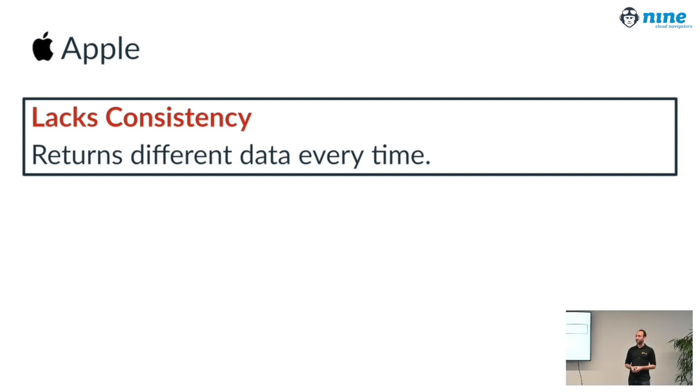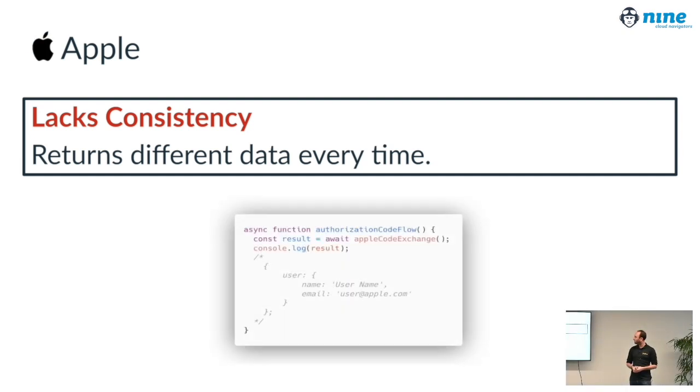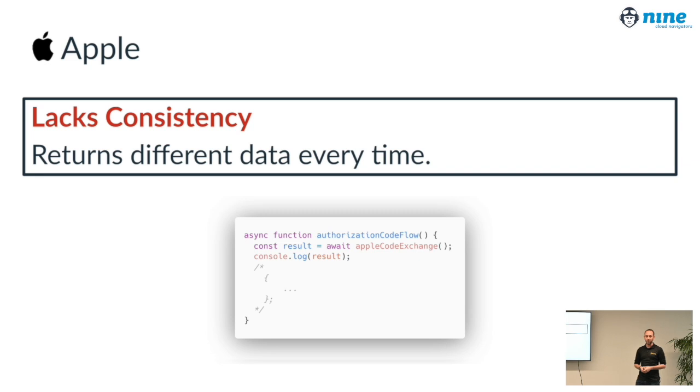The API lacks consistency, returning a different schema every time. The first time, I don't know if you can see this, but it returns name and email address. That sounds great, but randomly on follow-up requests for user authentication, you'll just get nothing. That's right. If you're using Apple, good luck.